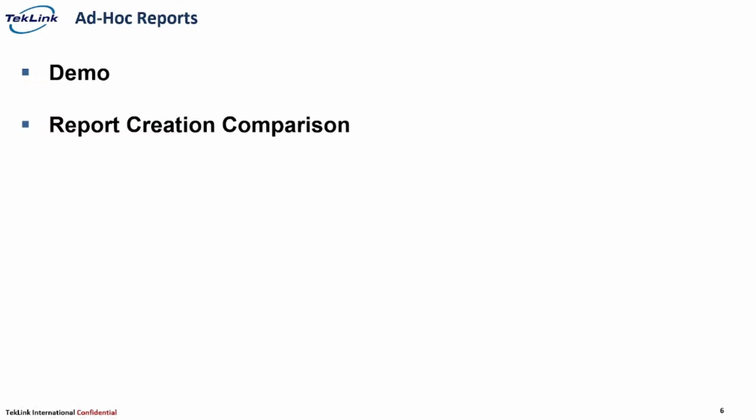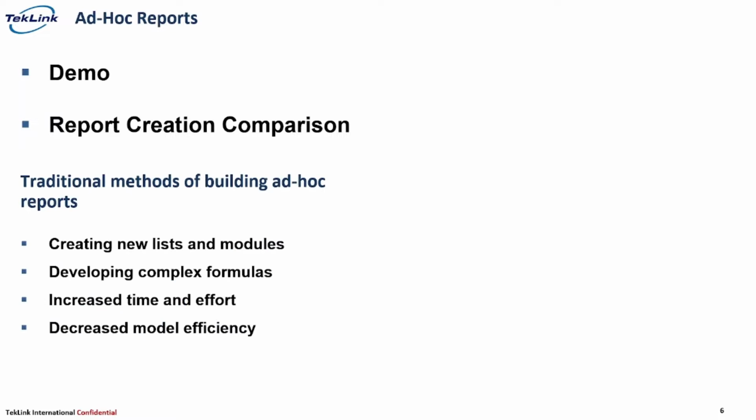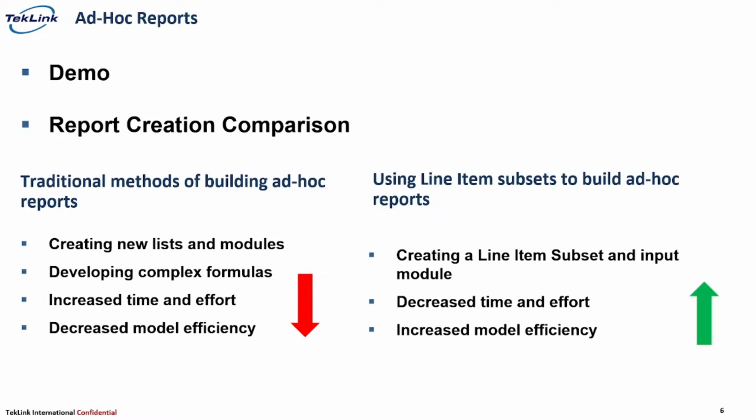Now let's compare the line item subset method we used to create that report with more traditional methods. Before, the user would need to create multiple new lists and modules that utilize complex functions to select the correct line items. This is a lot of effort, and furthermore adds complexity to the model that decreases its efficiency. By using line item subsets, the user would simply need to create the subset and an input module, and the export is ready to be created. This is a lot less effort, and the model is less complex as a result.